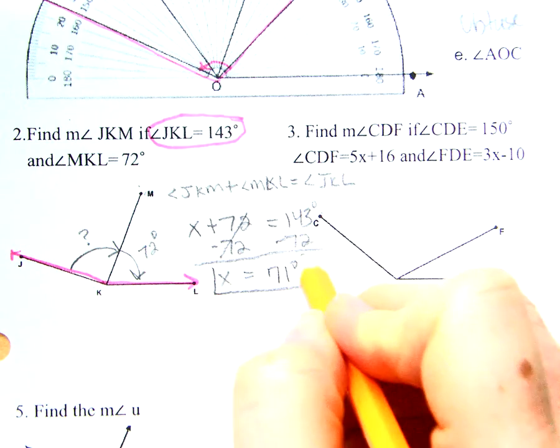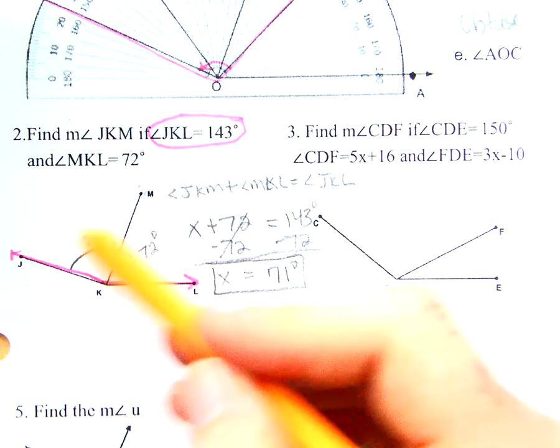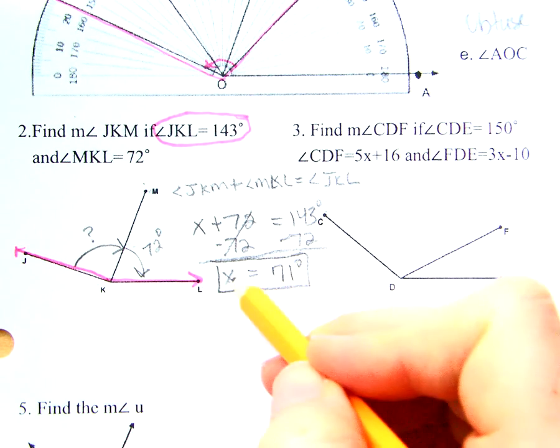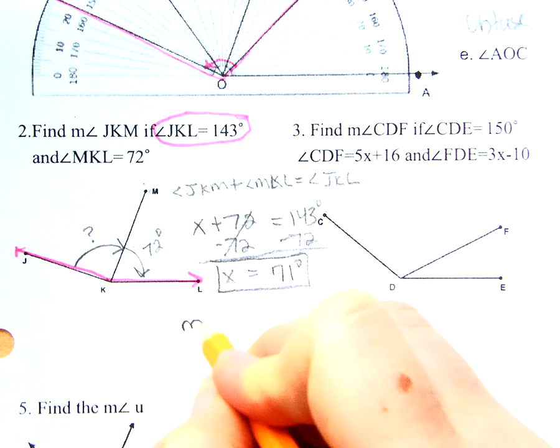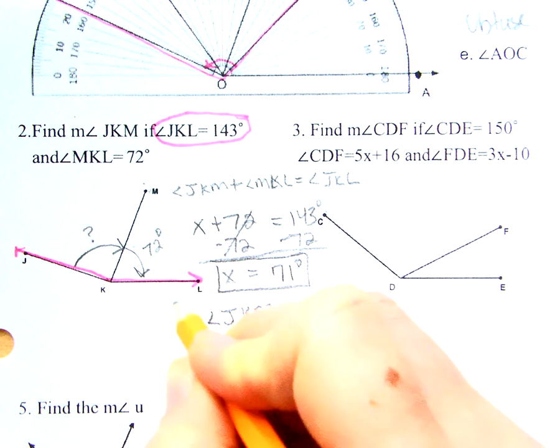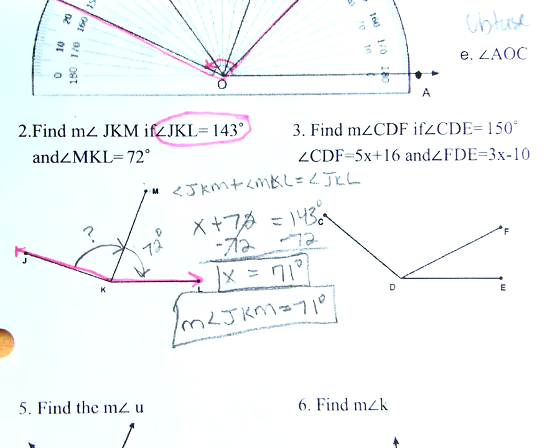And I can put the degree symbol on this one because of that. Actually, I don't want to box that, right? Because I don't want to call this X. I want to call this the measure of angle JKM is 71 degrees. That's better. Better notation right there. Okay.